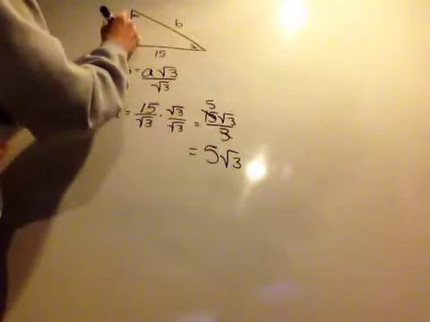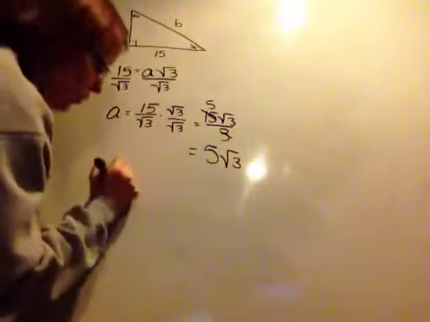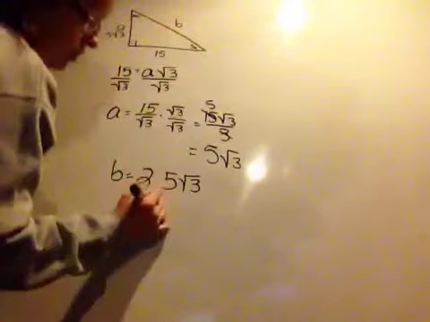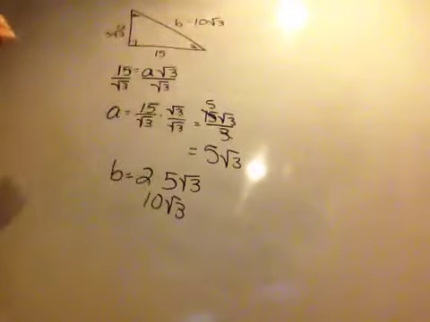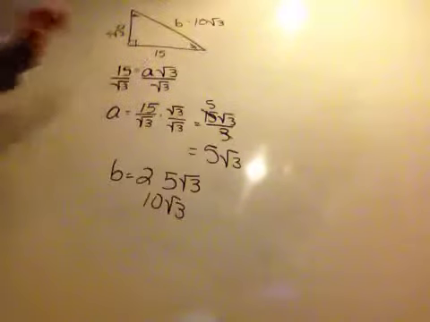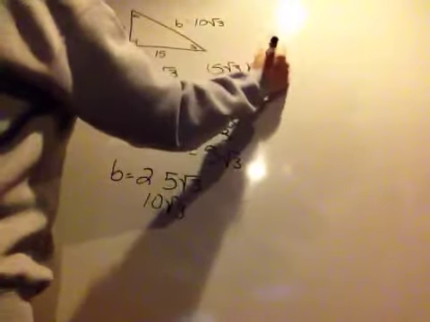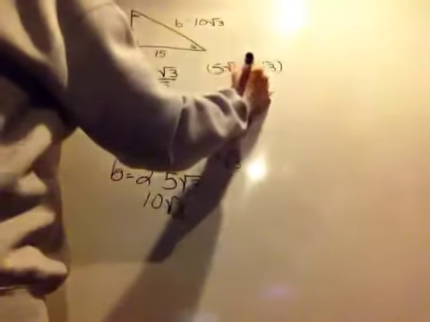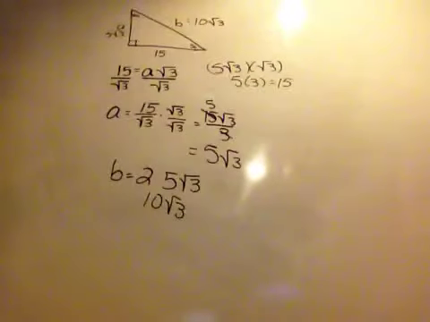Once you know what your shorter leg is, it's easy to find the hypotenuse because the hypotenuse is twice as long. So B is equal to 2 times 5 times the square root of 3, which is 10 times the square root of 3. You can also verify that this is correct by taking your 5 times the square root of 3 times the square root of 3, and make sure you get 15. Square root of 3 times the square root of 3 is 3, and 5 times 3 is 15. So then you would know you did it correct.